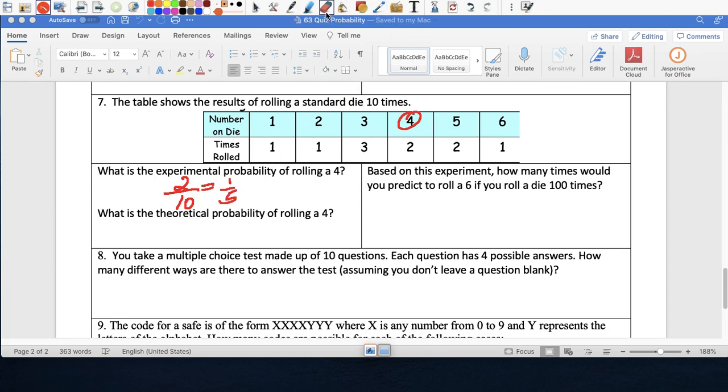What's the theoretical probability of rolling 4? Well, before you did the experiment, what's the probability of landing on a 4? P of 4 before an experiment is 1 out of 6. Based on the experiment, how many times would you predict to roll a 6 if you roll a die 100 times? The number 6 came out 1 out of 6. If you multiply that by 100, it's 100 divided by 6. You get 16.6 again. So your answer should have been 17.